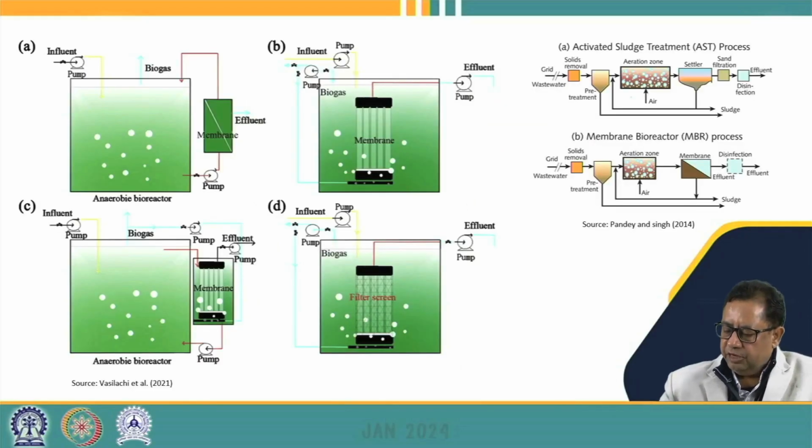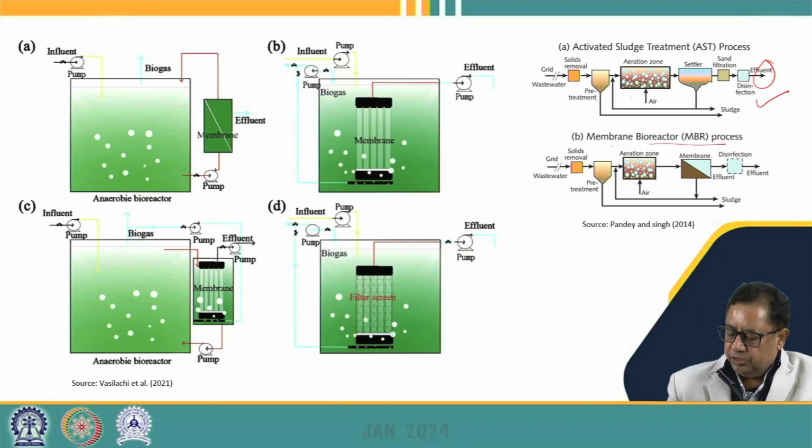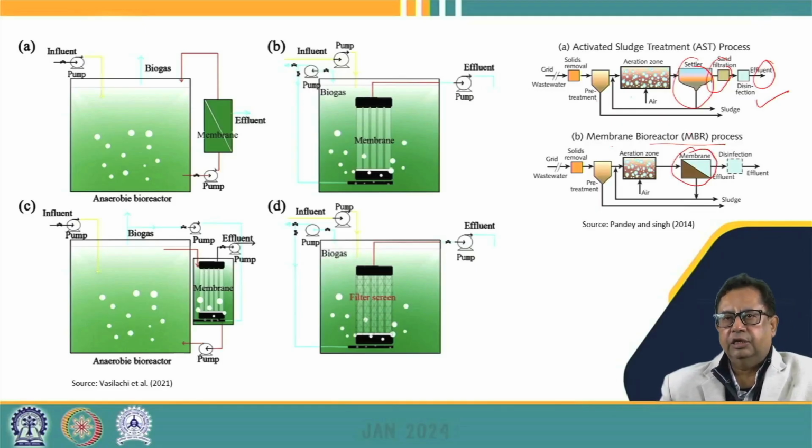So we can see that in the activated sludge process, this is the conventional system where we are removing the solids, going for the pre-treatment or the primary sedimentation, then going for the aeration zone, and then going for the settling, right? After settling, we go for the sand filtration and disinfection, and then finally disposal of the effluent. So this is the conventional process that we use in the activated sludge process. But in the membrane bioreactor, we can replace our secondary settling and the sand filtration by the membrane process. Okay, so we can see here that the membrane has taken the place of our secondary settling and sand filtration process.